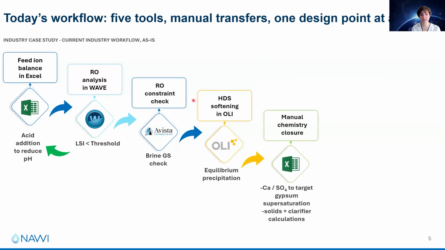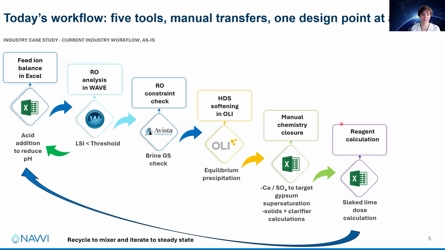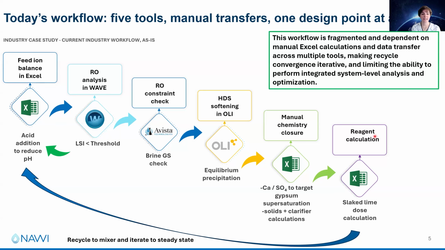And then, because none of this is connected together, they do all the calculation for supersaturation, clarifier, and reagent dosing, again as manual chemistry calculation in the Excel file. After they have done all these steps, you have the recycle stream that should go back to the first step, and they have to repeat these steps again and again to converge. As many of you already know, this is miserable to do, and this is not a system that actually gives you an optimum result.